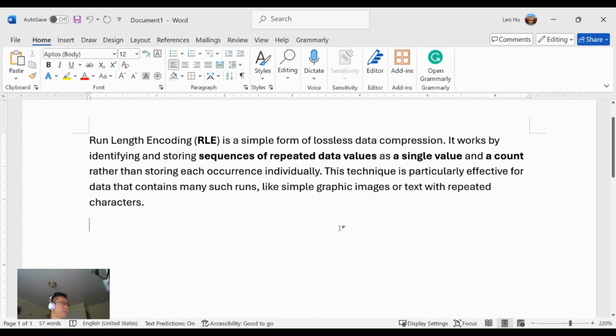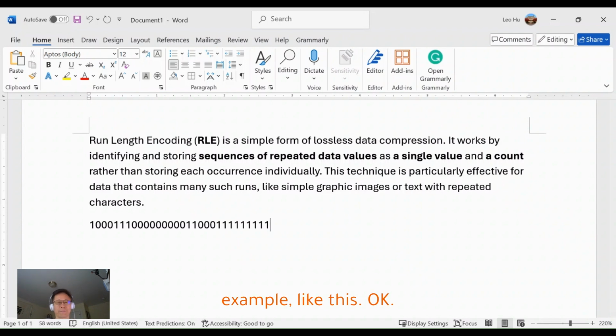Now, first of all, we need to identify the sequences of repeated data values. For example, suppose a given data is 1 0 0 0 1 1 1 0 0 0 0 0 1 1 0 0 0 1 1 1 1 1 1 1. For example, like this. Okay.